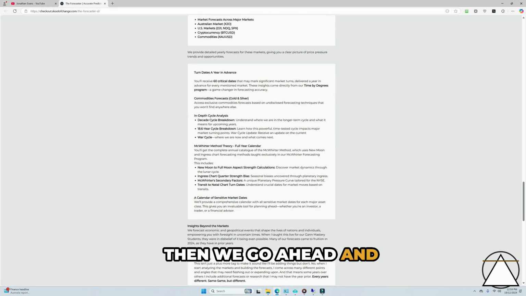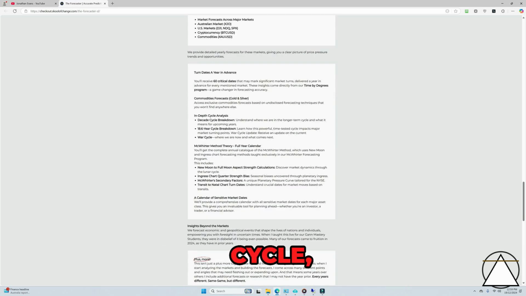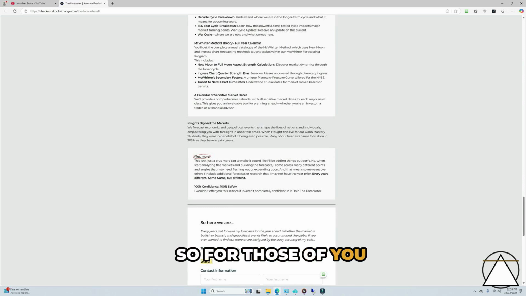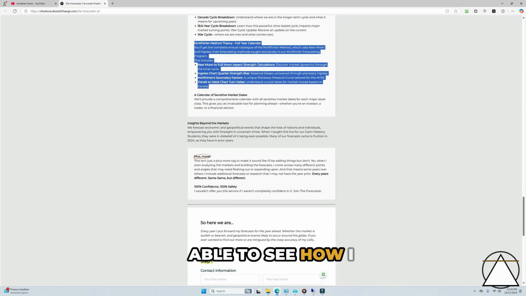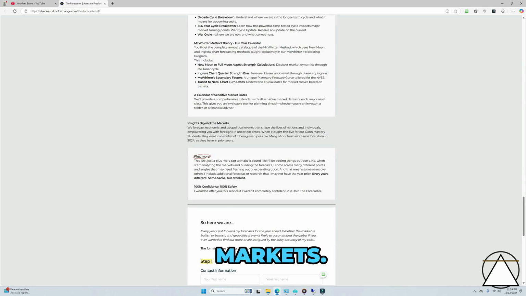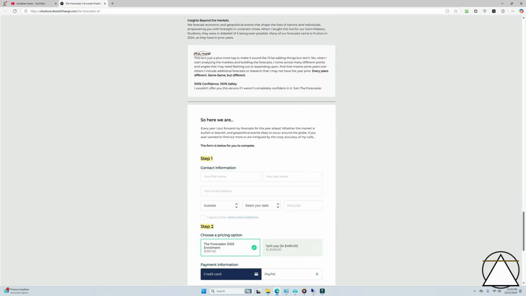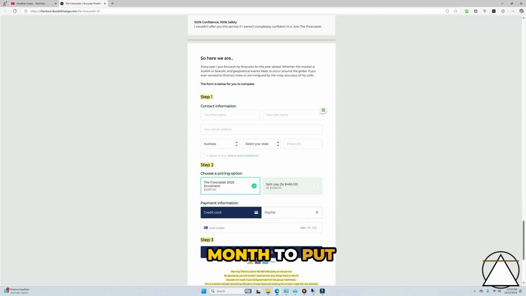Then we go ahead and look at the 18.6 year cycle. We look at the decade cycle, also look at the war cycle, so you can get an understanding of what's happening in the world and what's likely to occur next. I also overlay the McWhirter theory, so for those of you who are in the McWhirter course, you're going to be able to see how I actually apply the McWhirter theory to the markets. Look at the new moon to full moon aspects, look at the ingress chart to forecast the quarterly strength of the markets, look at the secondary factors, which I've actually done several individual YouTube videos on, and then I provide you the transit to natal chart turn dates for those markets. So it's quite in depth. It takes me roughly 1 month to put together.